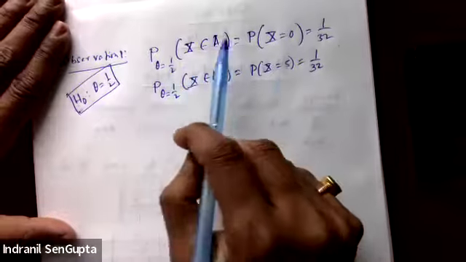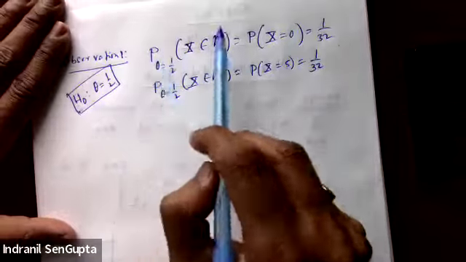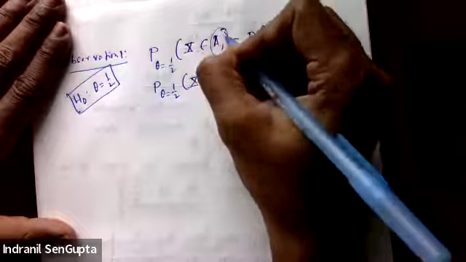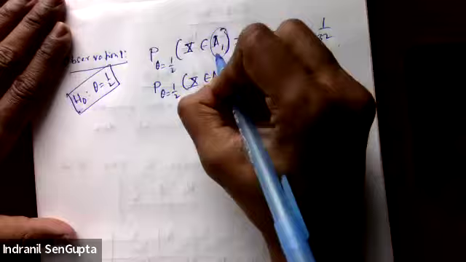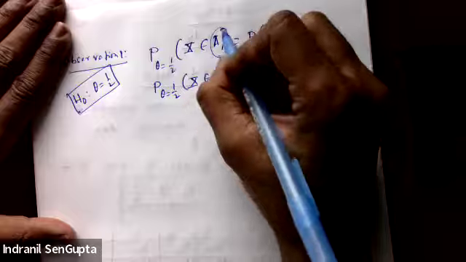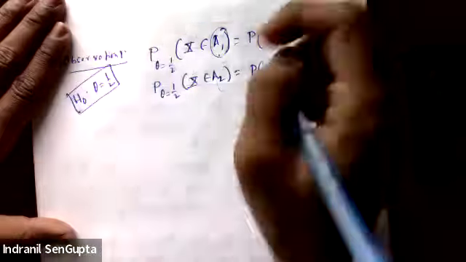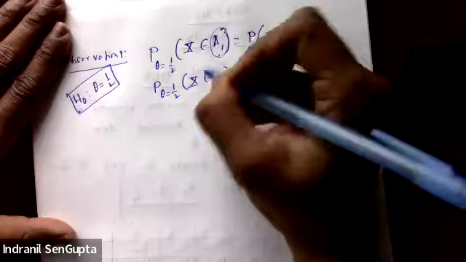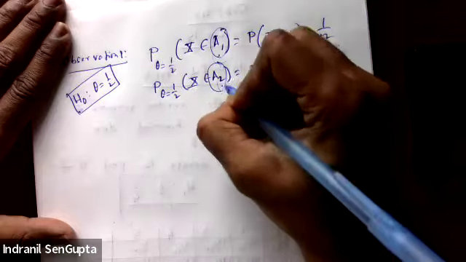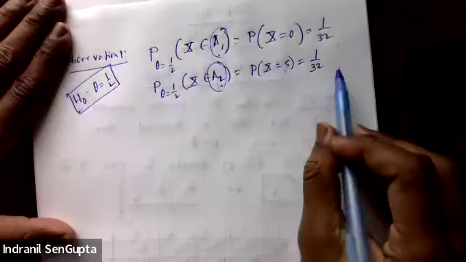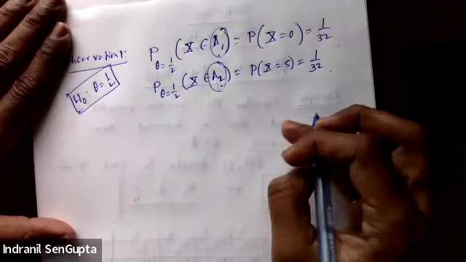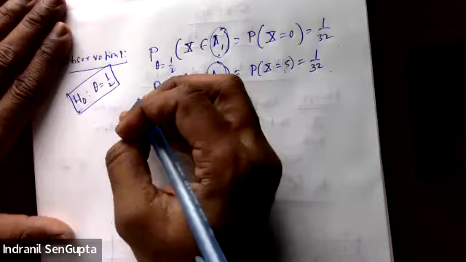Suppose the critical region is A1. That means if we get a value here, we reject the null hypothesis. Or we have another possibility, A2. If we get a value here, then we can reject the null hypothesis. They have two possibilities.